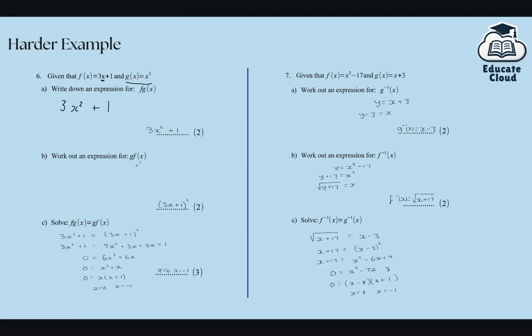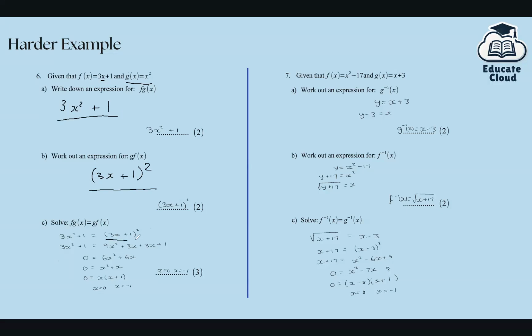The second one is g of f of x. So we start off with f of x, and we put that into g of x. g of x is just all of this squared. Okay, and then here we need to make them equivalent to each other.